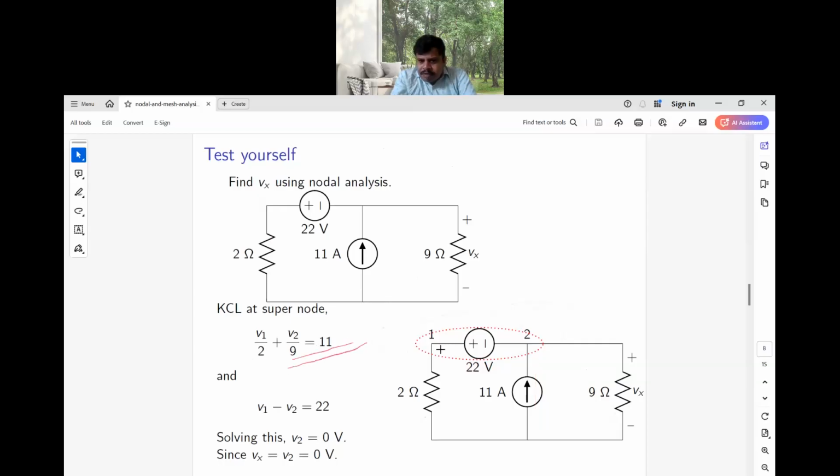Okay. Similarly, what is the supernode equation? V1 difference V2, that is V1 minus V2, is equal to 22 volts. Now, these are two equations in V1 and V2. If you solve, you will get V2 is equal to 0. Whenever V2 is equal to 0, what is Vx? Vx is the voltage across 9 ohms. So V2 is equal to 0 means Vx is also 0. So you just cross check. You will get the answer. Clear? Next.